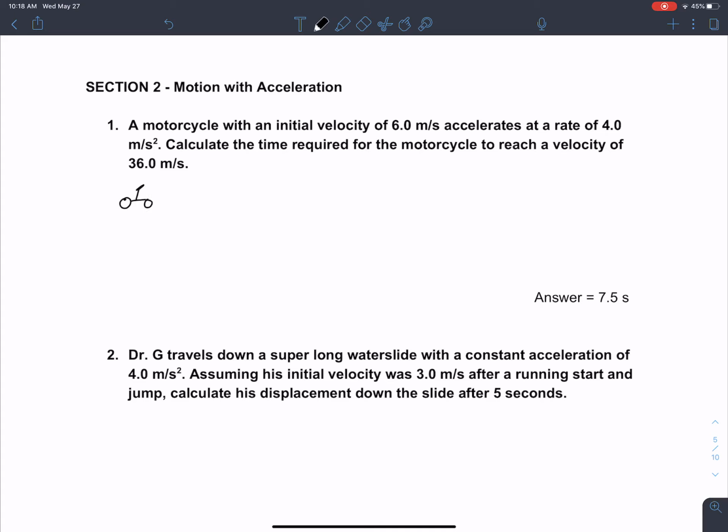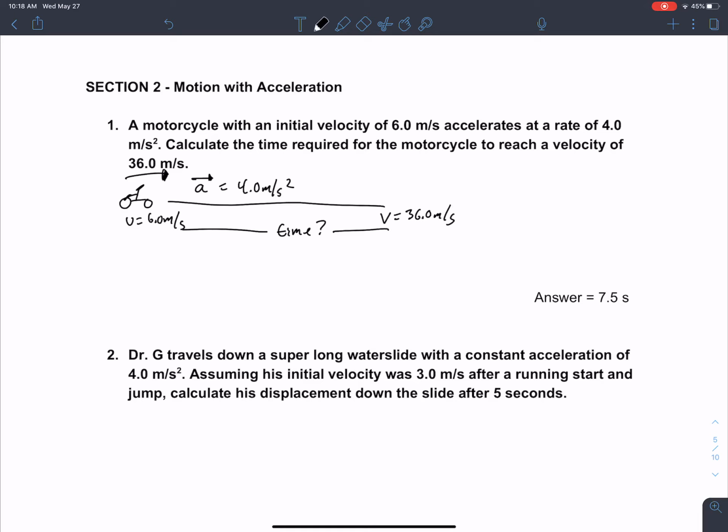Okay, here's my motorcycle, and it's traveling in that direction, and it has an initial velocity of 6.0 meters per second. Its acceleration in that direction is equal to 4.0 meters per second squared. And the question is asking for the time it takes for the velocity to be equal to 36.0 meters per second. So after making your drawing, you make your SUVAT table.